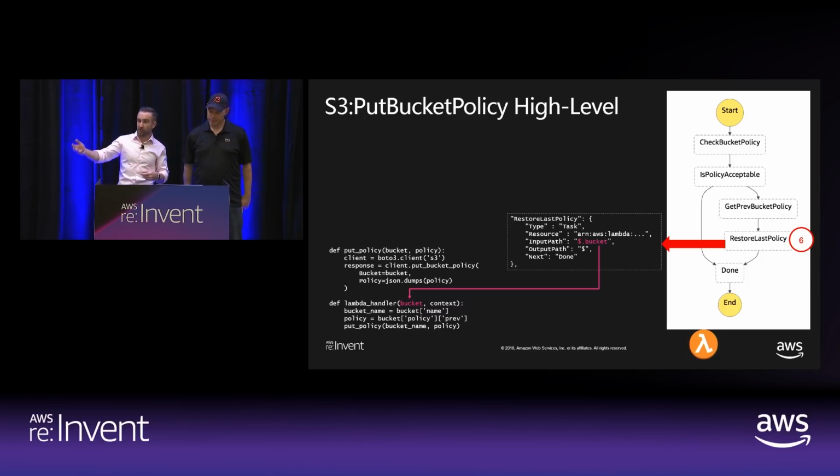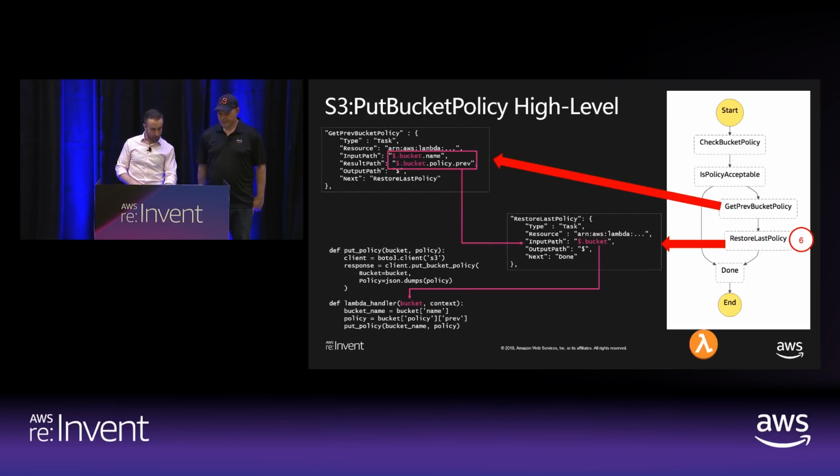So again, using similar conventions here, I'm passing in this bucket object from one step to the next. And again, all it's going to do is restore. Bucket name, which I've got from the previous step, and the previous bucket policy, which I've also got there. And that comes in one input. Very simple operation. And we got that, of course, like I say, from the previous step.